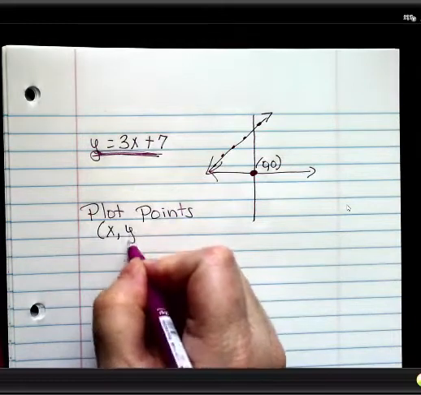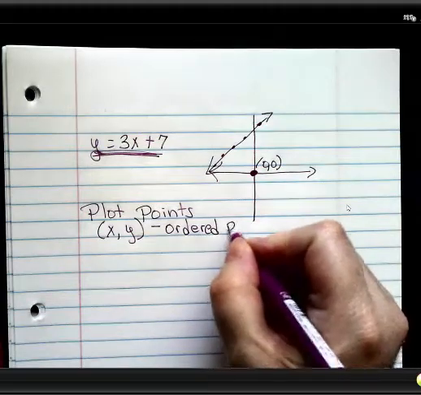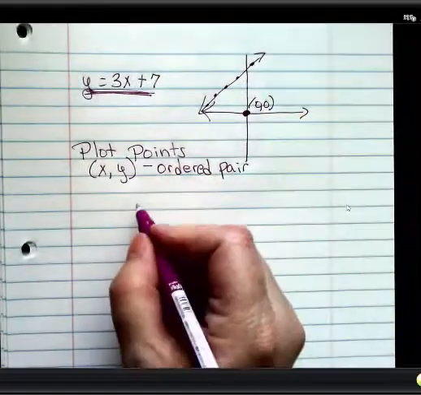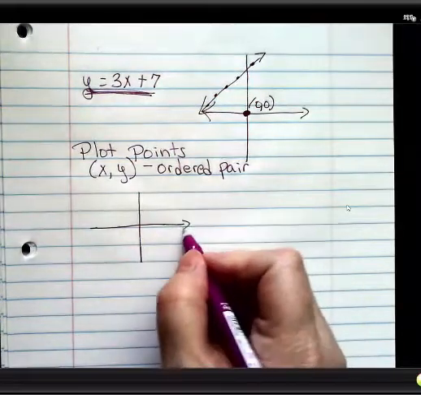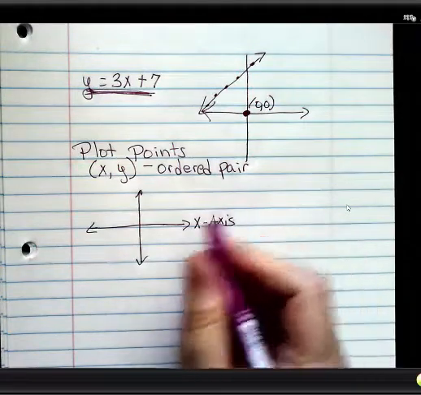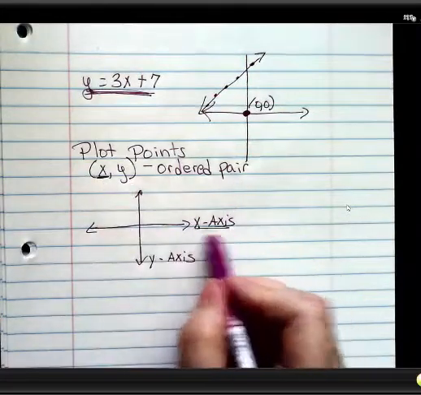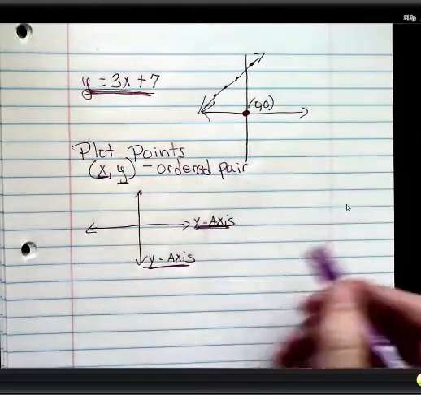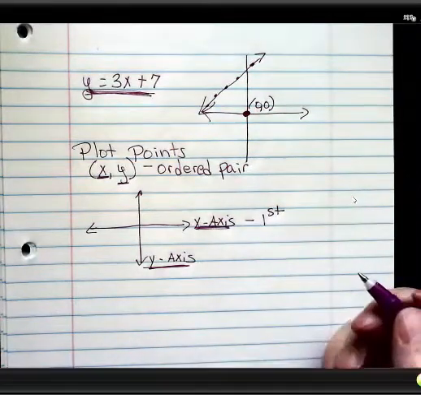Now, when you plot points on a coordinate plane, you have what is called an ordered pair. This is what you plot on a coordinate plane. A coordinate plane has two lines. This is called the x-axis, and this is called the y-axis. This goes with this, and this goes with this. And what you do is you always do the x-axis first, and then you go to the y-axis.